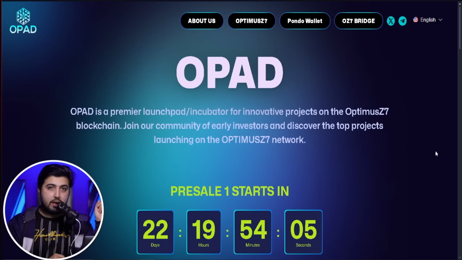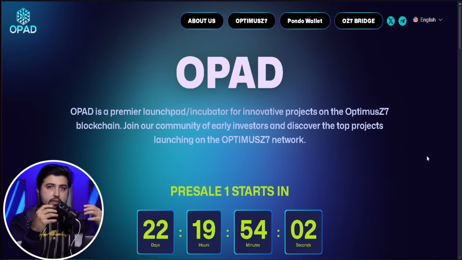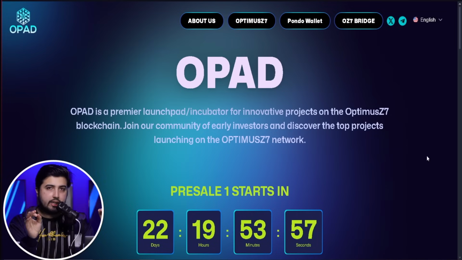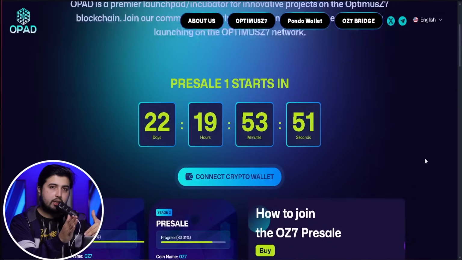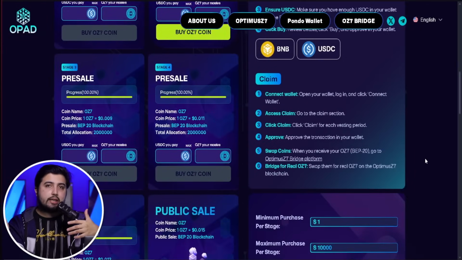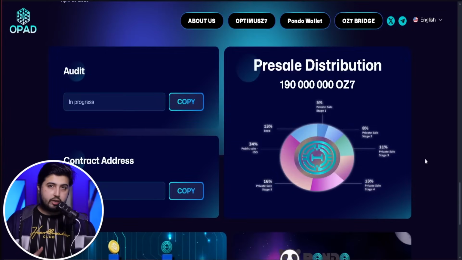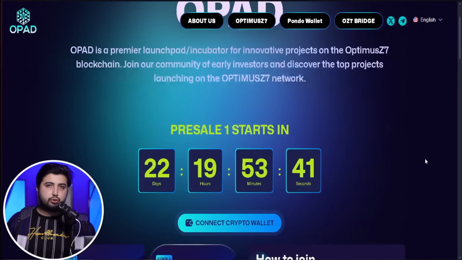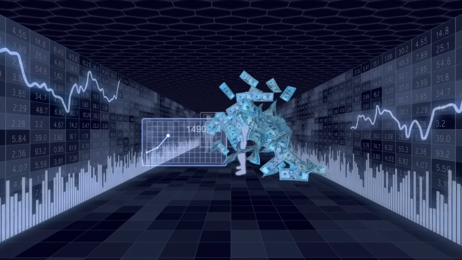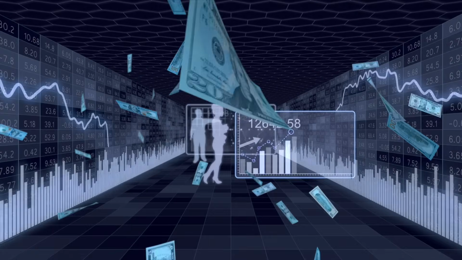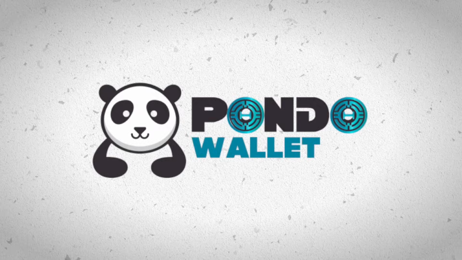Next up, we have OPAD, which is their launchpad. Now, OPAD is a decentralized launchpad for blockchain projects. It is designed to connect innovative projects with early stage investors. It also offers tokenized fundraising options. It operates transparently through secure smart contracts, and it makes it easy for projects to gain funding and for investors to access exclusive opportunities.